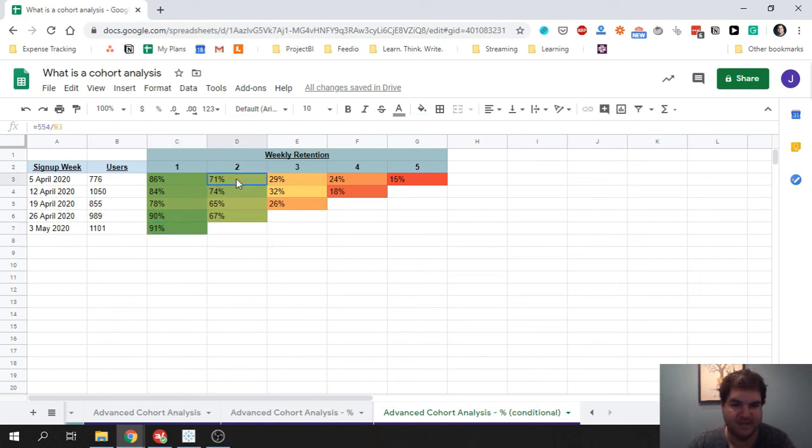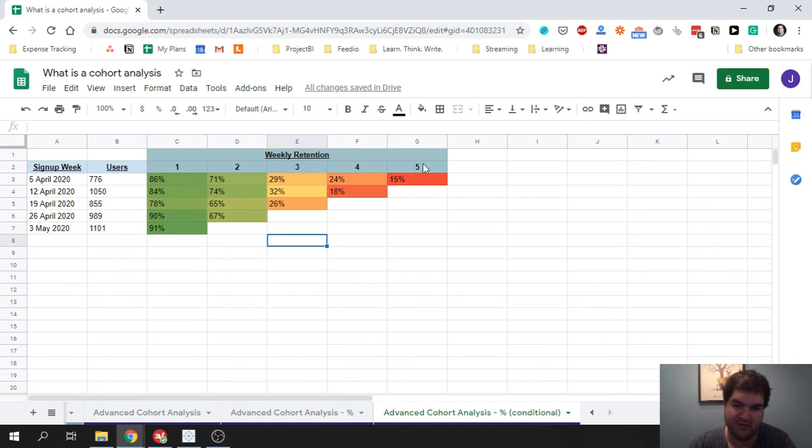For week two, we can see it went from 71, we went up to 74, which is great, and then it dropped down again. So this is kind of a weird trend. You probably wouldn't see this very often in the real world, but basically we seem to be improving week one, but then we seem to be getting worse for week two. Week three, we only got three cohorts worth of data. It's not too much to learn from that.